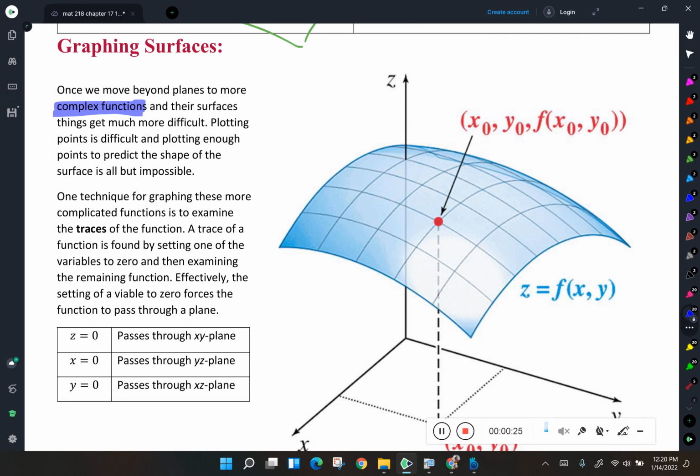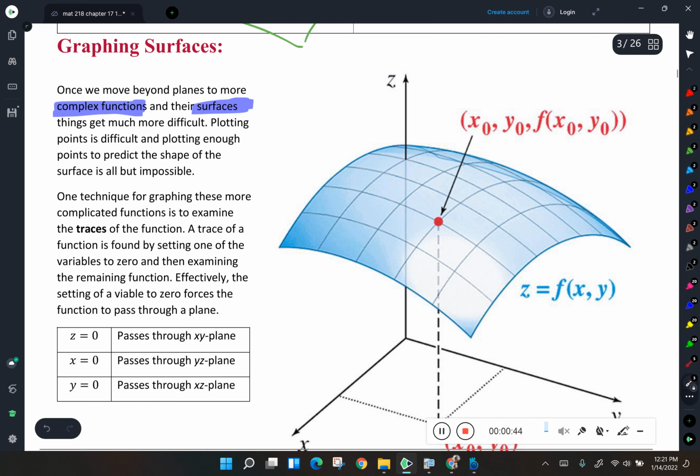Technically, all graphs in three-dimensional space are called surfaces. So those planes we were graphing a moment ago in part two, those are surfaces. They are just a simple, uncomplicated surface. Right? In this section, we're going to take a look at graphing more complicated surfaces.